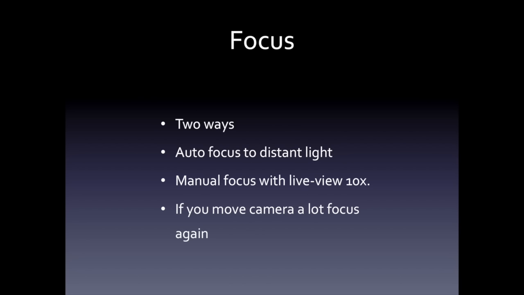Focusing. There are at least two ways. The easier way, which doesn't work with every camera, but with the better ones it does, is autofocus to the distant light. Or then you can do the manual focus with live view and zoom it to 10 times, and then it's quite easy to do the sharp manual focus. And if you move the camera a lot, then focus again. Because if you are shooting in one place, then you need to do the focusing only one time.